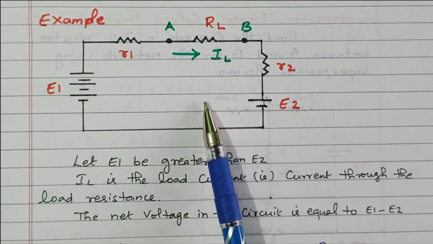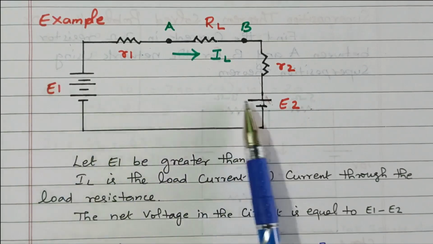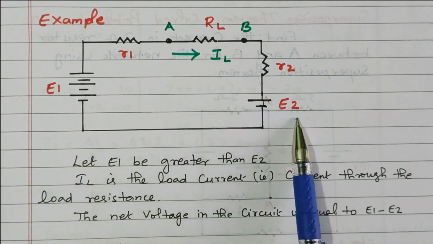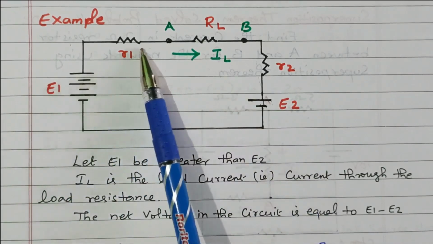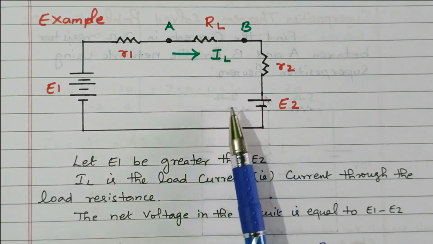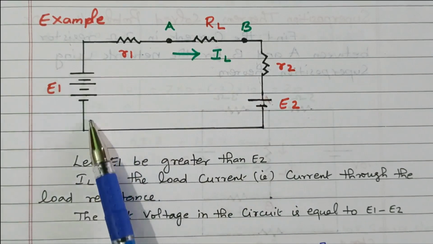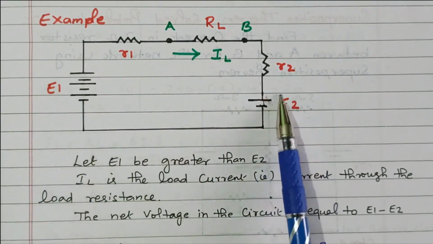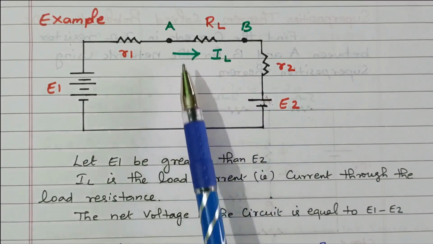So according to the superposition theorem, what do we need to do? We need to consider only E1. E2 should be removed. Removed means short circuit. With only E1, we need to find the current flowing through RL. The second step, E1 is removed. That means short circuited. Only E2 we need to consider. With that E2, we need to find the current flowing through RL.